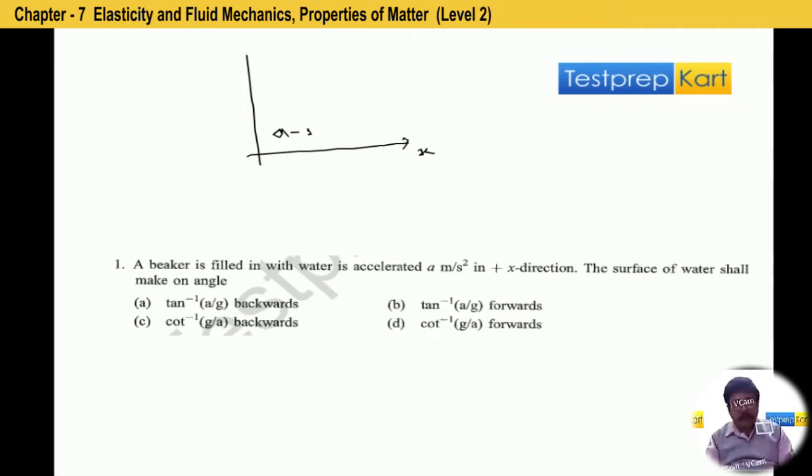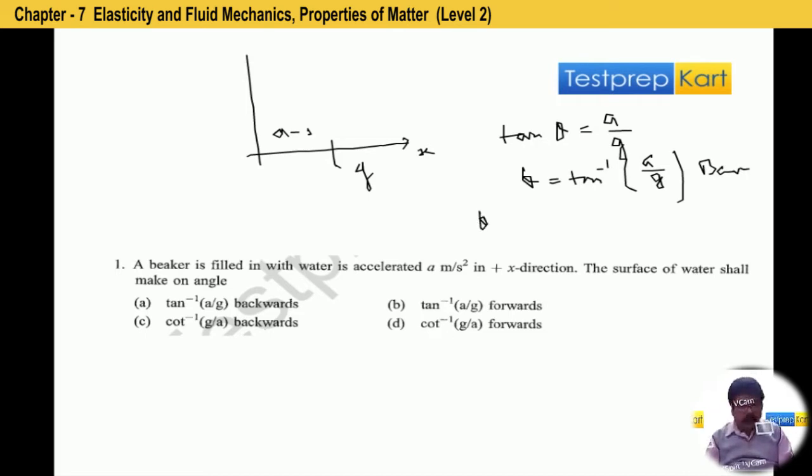So in that case we can write that g is acting in this direction. So tan theta should be a by g. So theta should be tan inverse a by g backward.